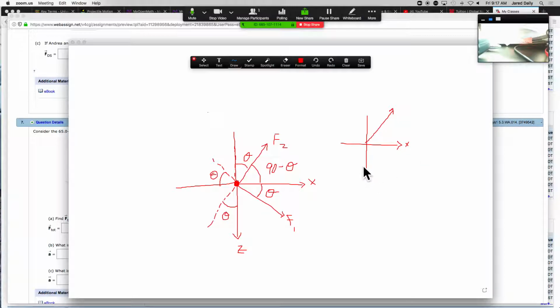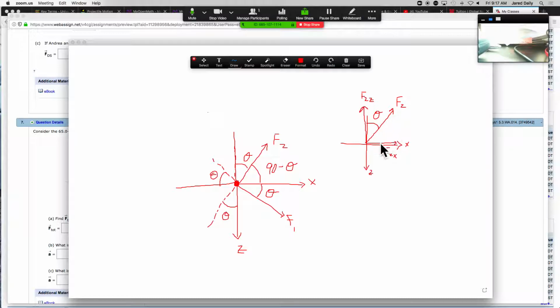We have our x here and our z here, right? So that means that our x component for this is going to be pointing off in this direction. This is force 2, so this would be F2x. And our z component is going to be pointing this way. So this is F2z. And the angle right here is theta.